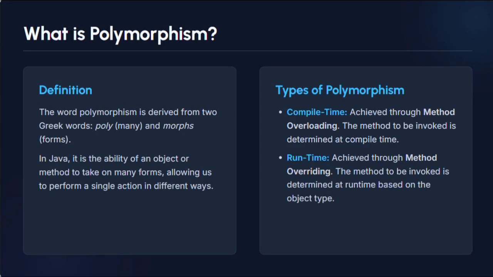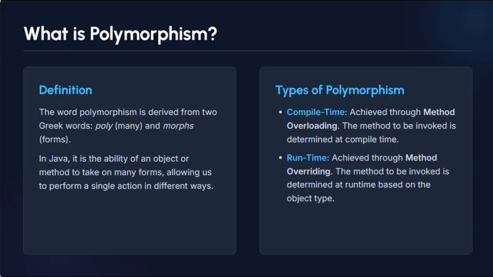Let's start. What is polymorphism? As we said before, the word polymorphism is derived from two Greek words, poly meaning many and morphs meaning forms. In Java, it is the ability of an object or method to take on many forms, allowing us to perform a single action in different ways. There are two types of polymorphism: compile time and runtime.